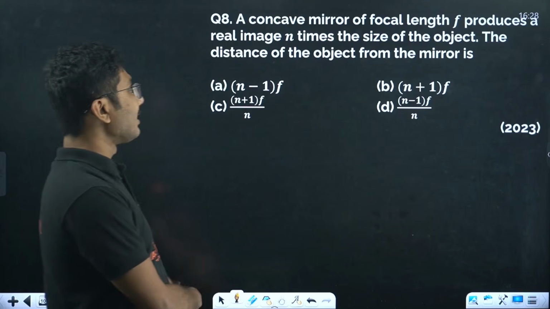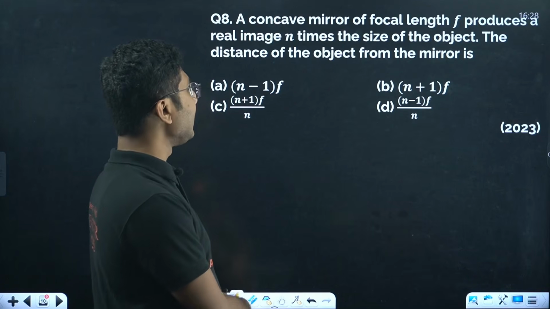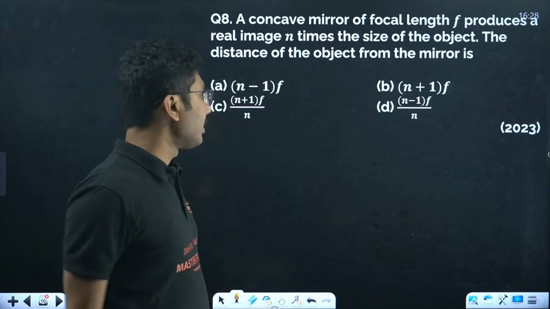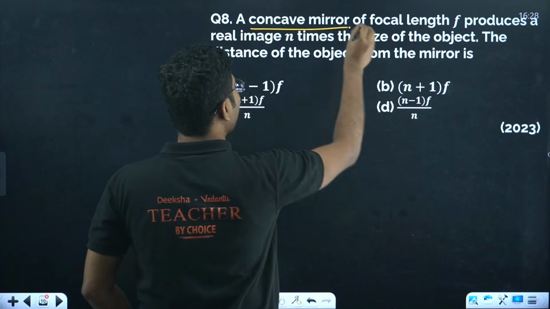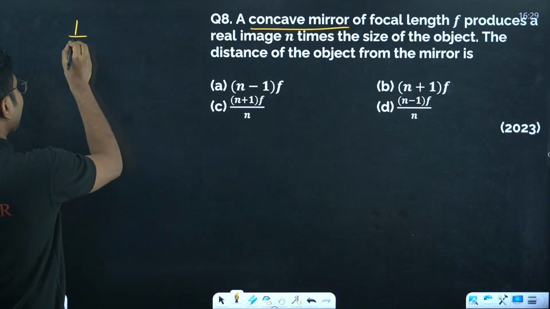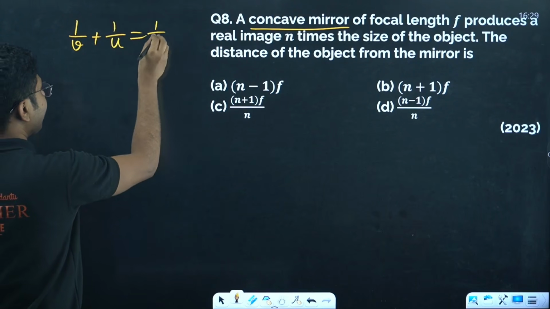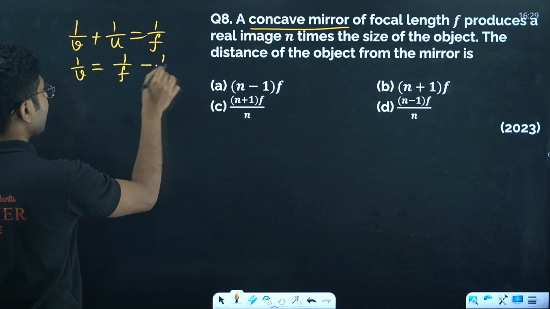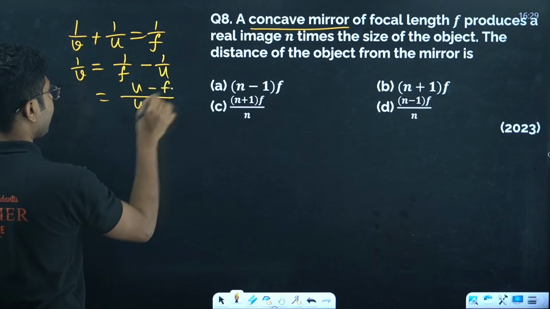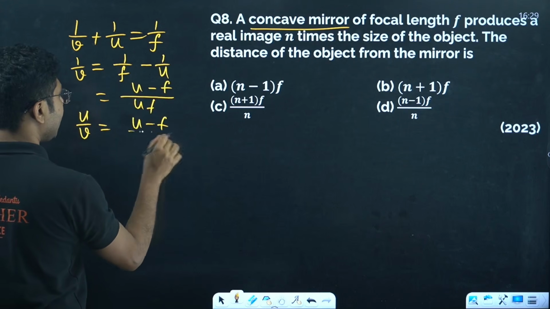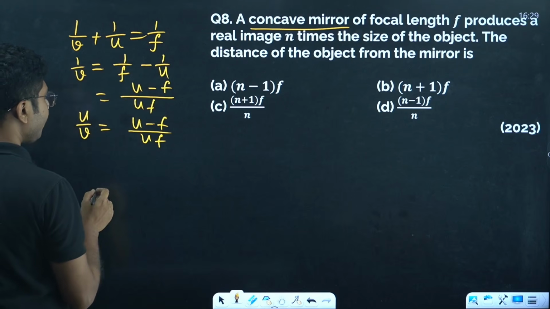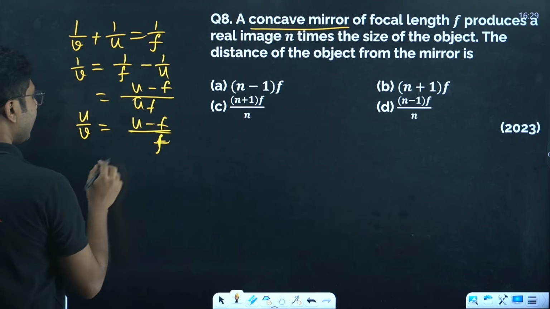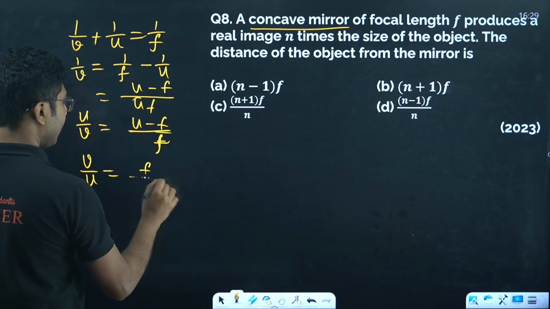A concave mirror of focal length f produces a real image n times the size of the object. The distance of the object from the mirror is... Again, the real image is given, and here it is a concave mirror. So the mirror equation is 1/v plus 1/u equals 1/f, or 1/v equals 1/f minus 1/u, which gives 1/v equals (u minus f) by uf. So we get v upon u equals f by u minus f.